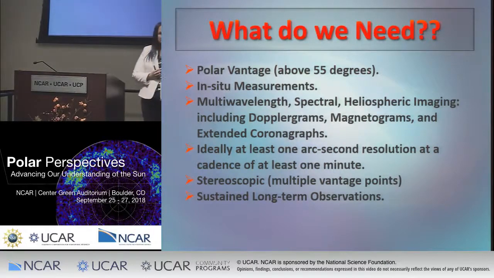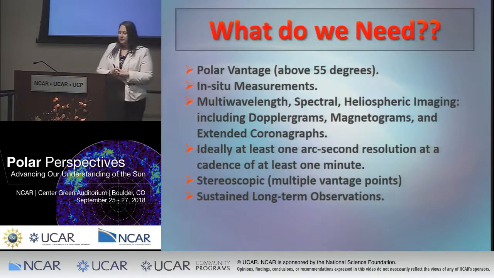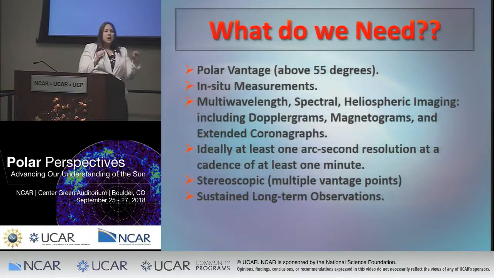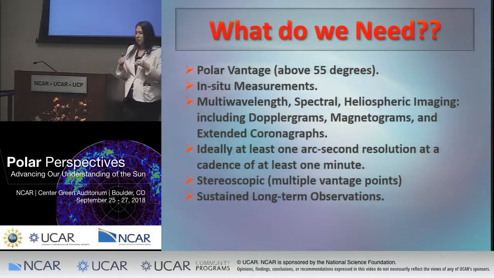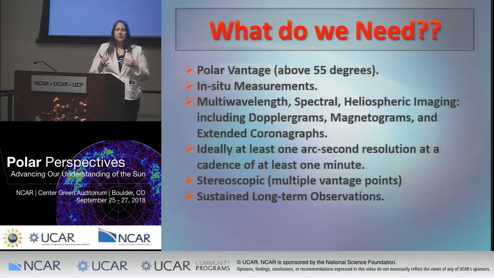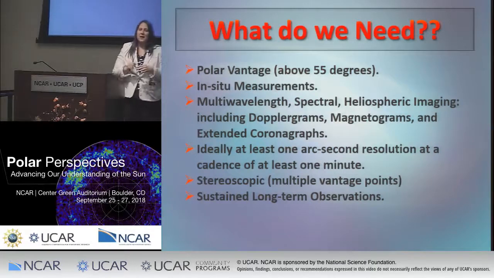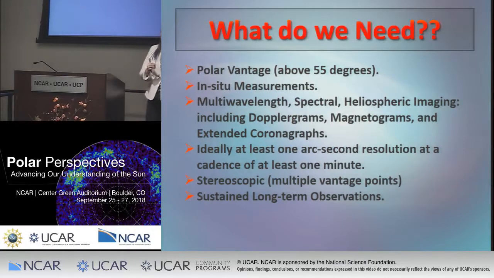If we have just the polar view as well as the line of sight from Earth, that'll give us a chance to do some stereoscopic observations. But I think most importantly, what is really crucial is that we need sustained long-term observations. We've got a few missions that are kind of glimpsing up there for a few days at a time, but we really need something that's going to be able to observe the poles at a very long time scale. So I'm talking months to years.